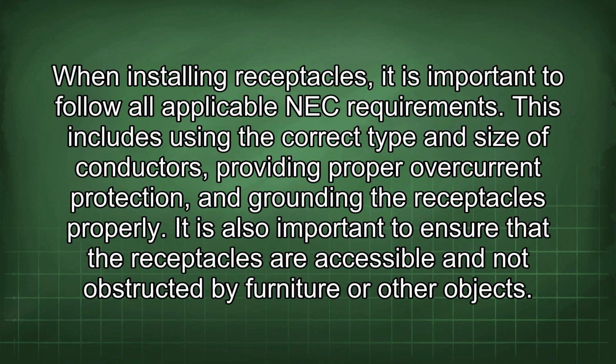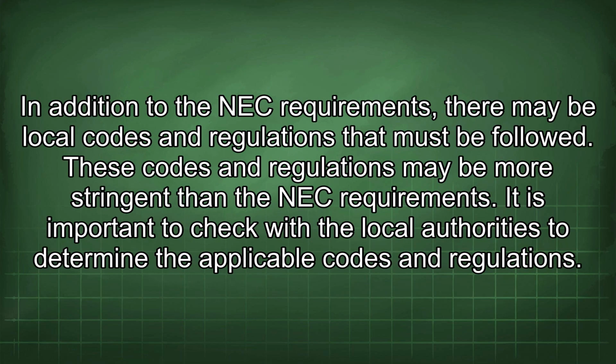When installing receptacles, it is important to follow all applicable NEC requirements. This includes using the correct type and size of conductors, providing proper overcurrent protection, and grounding the receptacles properly. It is also important to ensure that the receptacles are accessible and not obstructed by furniture or other objects. In addition to the NEC requirements, there may be local codes and regulations that must be followed. These codes and regulations may be more stringent than the NEC requirements. It is important to check with the local authorities to determine the applicable codes and regulations.